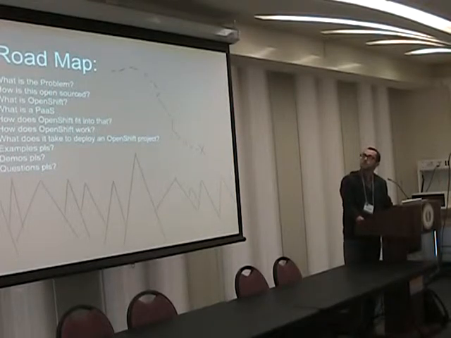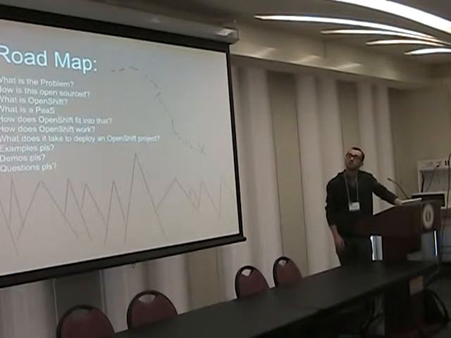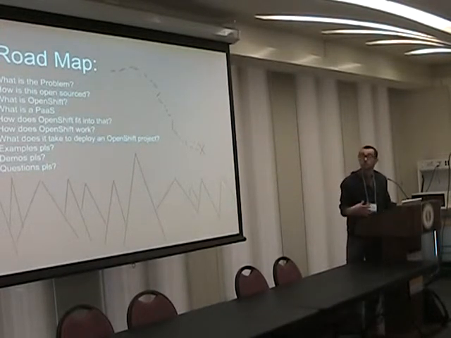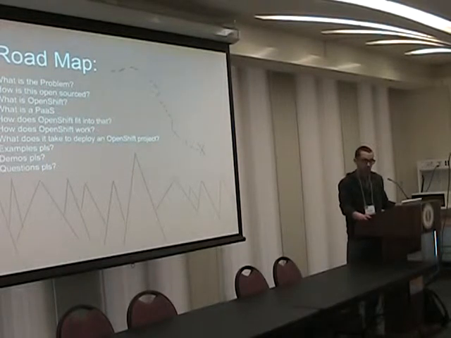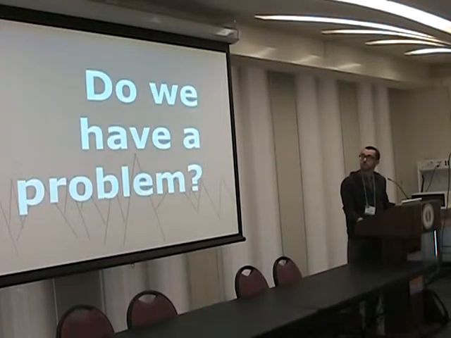We're going to talk about the roadmap. We're going to first describe the problem that OpenShift resolves. We're going to talk about how OpenShift fits into the open source community, what it is exactly, what is a PaaS. I'll talk about that for an extended period of time. How is OpenShift a PaaS? How does it work? How do we deploy it? And we'll give some examples which will provide a lot of clarity on what OpenShift does.